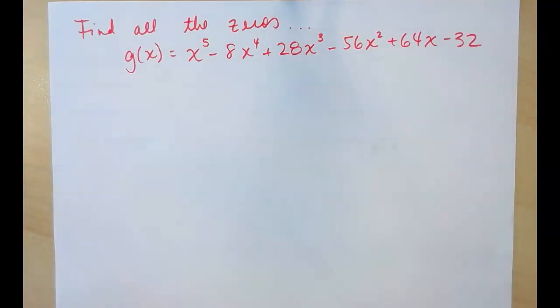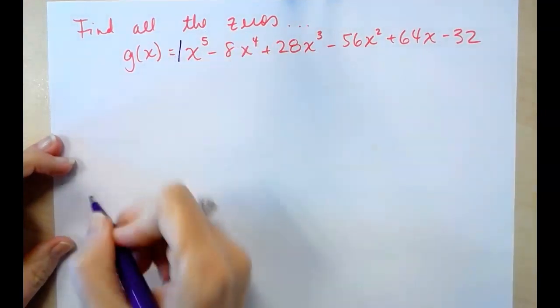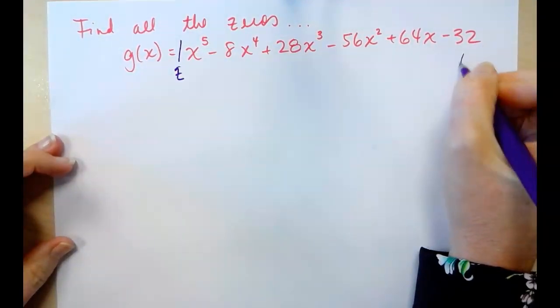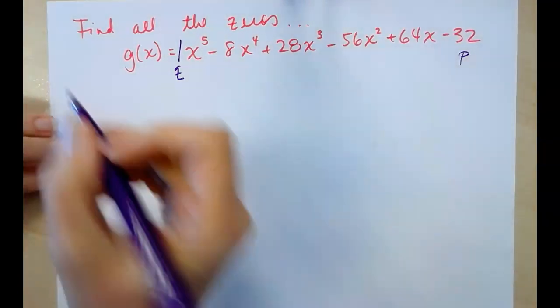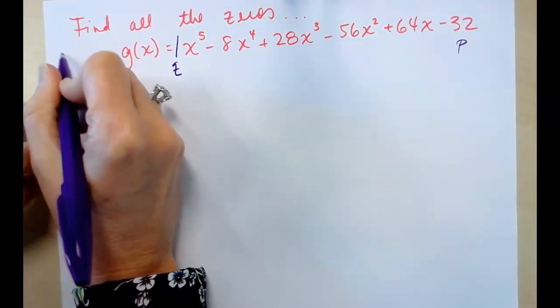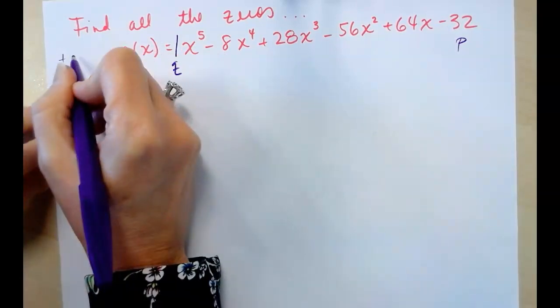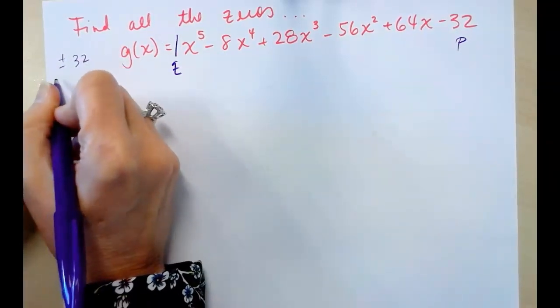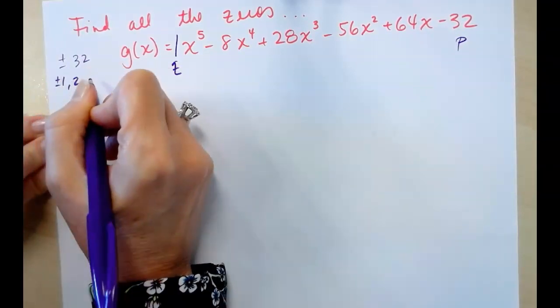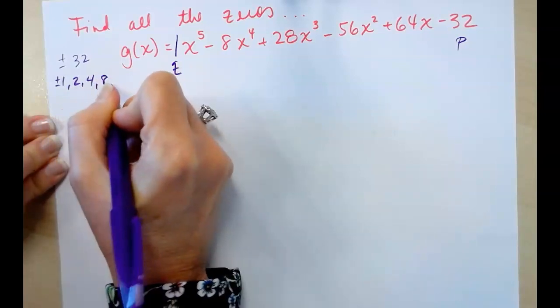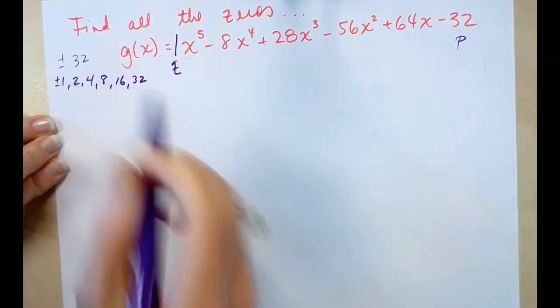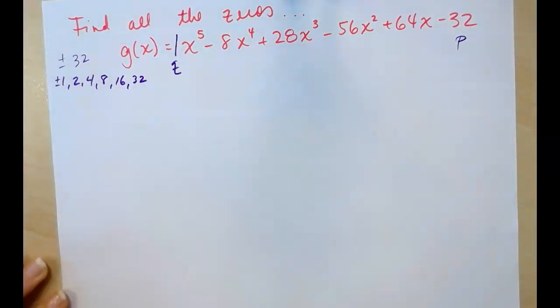Next problem. Find all the zeros. So we did one of these in class today, and this is the one where we need to think about P's and Q's, and if we're going to go after P's and Q's, then there's our Q. Q is equal to 1, and P is equal to 32. So if we were to list all our P's and Q's, and I'll do that right over here, it would be plus or minus all the factors of 32, which would be plus or minus 1, 2, 4, 8, 16, and 32. Those are all factors of 32.